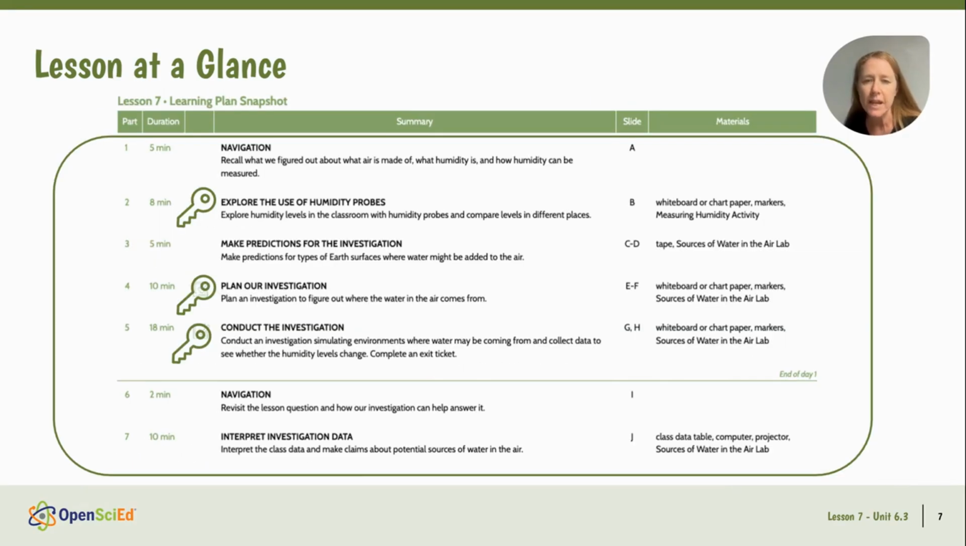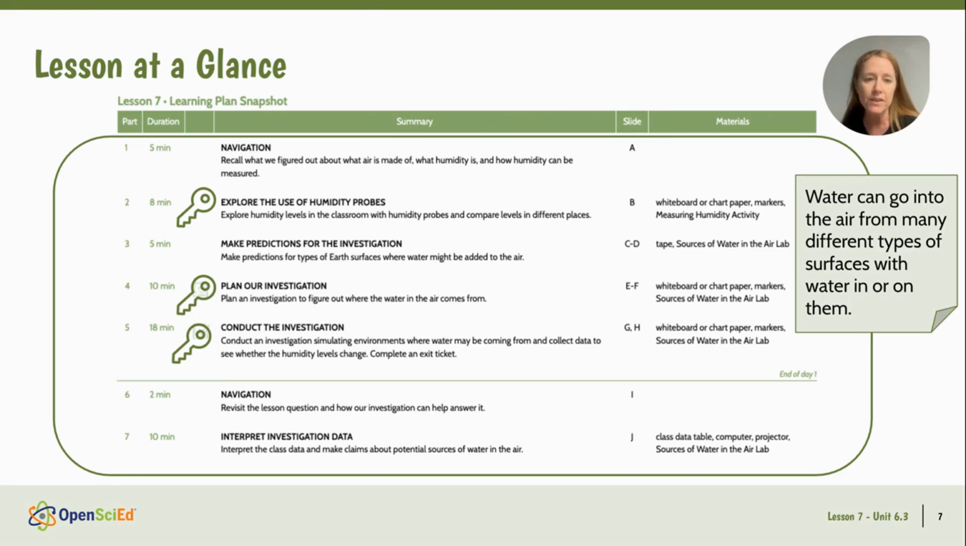So here's a closer look at day 1 and the start of day 2. Students recall what they figured out about what air is made of and what humidity is, and then they explore the humidity levels in our classroom using a humidity probe. This helps us to make predictions, plan an investigation, and then we'll carry out that investigation. And at the start of day 2, we spend some time interpreting the data. All of these activities help us to gather evidence and to figure out that water can go into the air from many different types of surfaces with water in or on them.